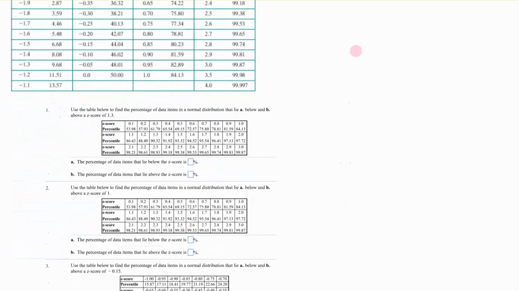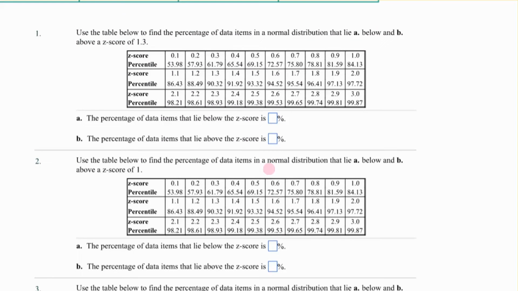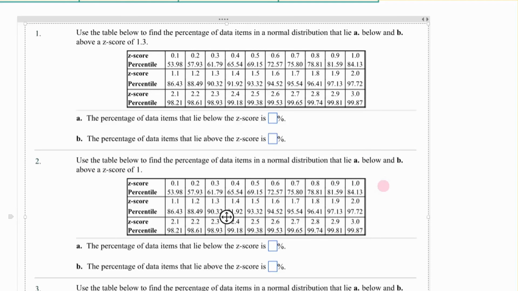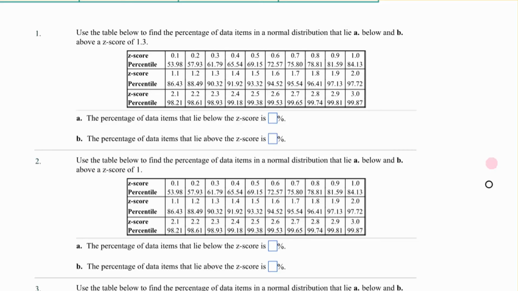All right, let's look. I'm going to enlarge this so that we can see each one of these. Okay, number 1. Use the table below to find the percentage of data items in the normal distribution that A, lie below, and B, are above a z-score of 1.3.